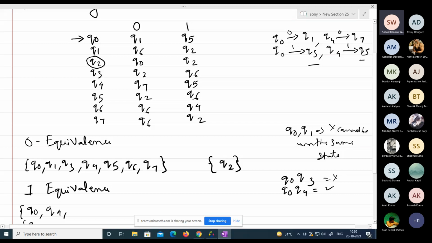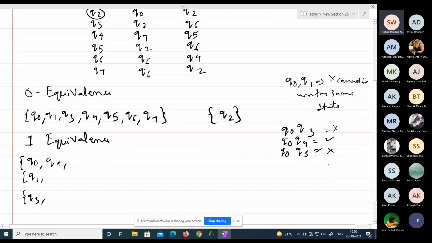Now let's have a look at Q5, Q0 and Q5. Can we write them together? No. Q0 on 0 is giving me Q1 and Q0 on 1 is giving me Q5. Similarly, Q5 on 0 is giving me Q2 and Q5 on 1 is giving me Q6. So I cannot write Q0 and Q5 together. I cannot group them together. So Q5 cannot be included in this Q0 group.